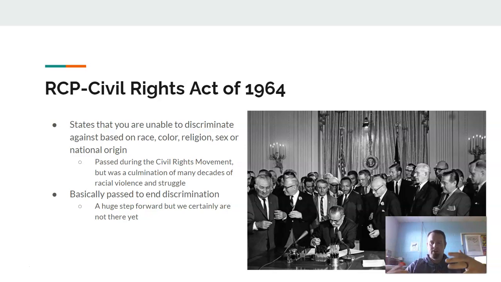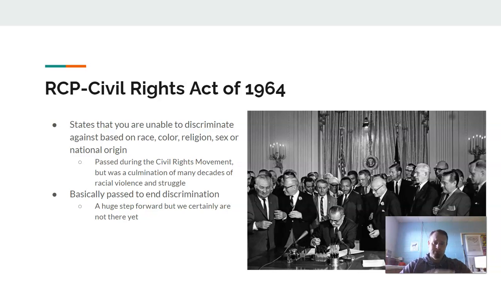Essentially, just boiling the act down to simple terms to understand, very straightforward, this means that states are unable to discriminate against someone based upon race, color, religion, sex, or national origin. This was passed during the Civil Rights Movement. It was, however, a culmination of many decades of racial violence and struggle. And those are things that, of course, you've learned in U.S. history previous to getting into civics.